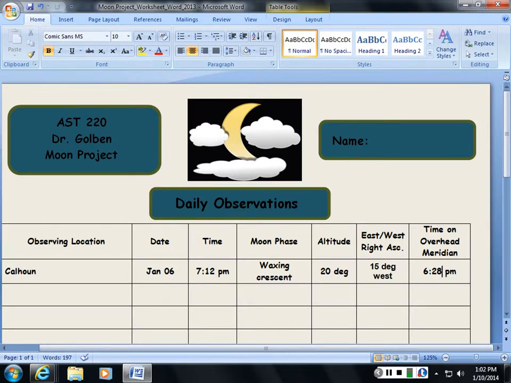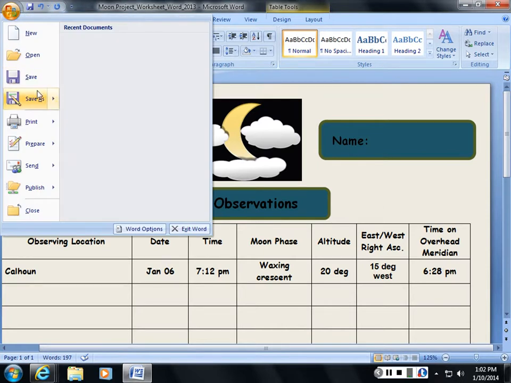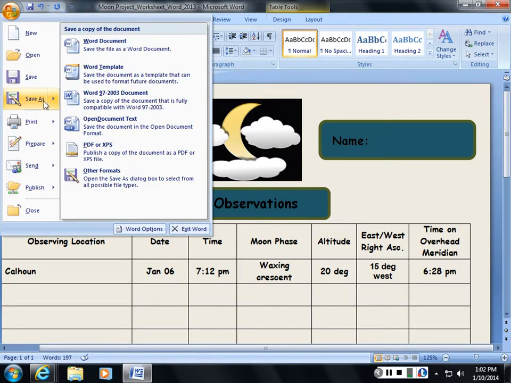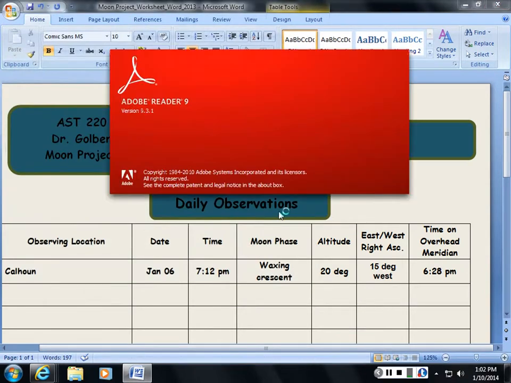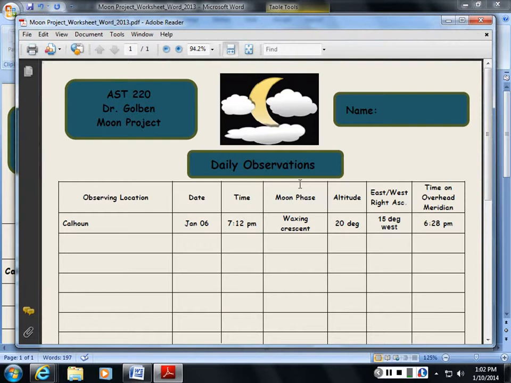Once you get all your 12 items of data and fill out this chart, you want to save it. Go up here and Save As. We want to save it as a PDF file, so we're going to save it as a PDF, and then publish it. Now I have a file that I can send through the internet, because Word files and Excel files are not so good to send as attachments, but a PDF file is great. It's just a picture of the file.